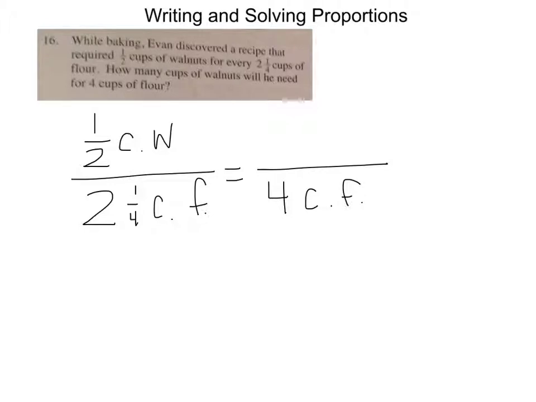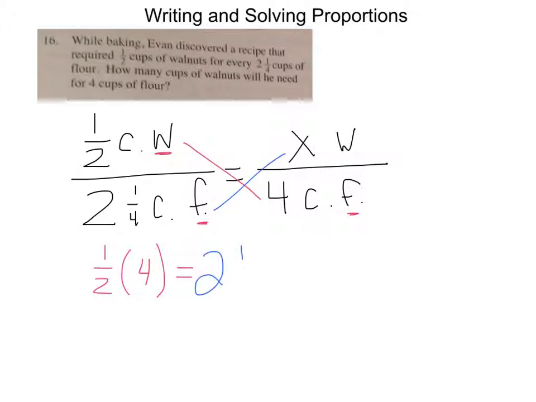And I chose to put my W for walnuts and F for flour, and over here I'm going to put xW for my x number of walnuts. It really helps me keep track of what goes on top and what goes on bottom so that I keep my proportion lined up correctly. Alright, so now I need to do cross multiplication, and I see that 1/2 times 4 is equal to 2 1/4 times x. All right, so let's bring back your fraction multiplication skills. You guys know 1/2 times 4 is 2, and 2 is equal to 2 1/4 x.